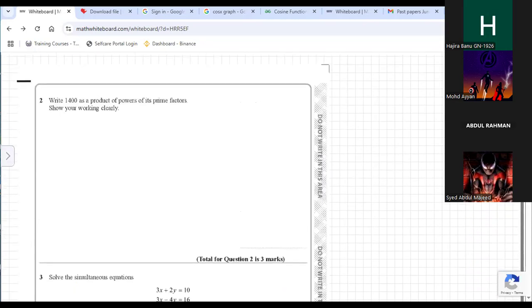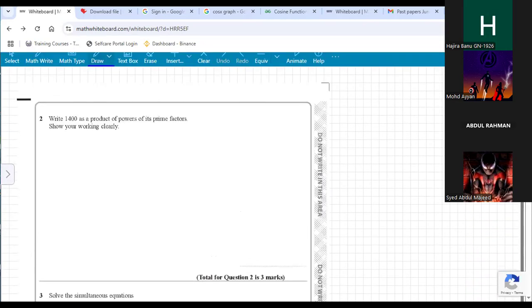Now the next question. Write 1400 as a product of powers of its prime factors. So it's very simple. You can use a factor tree diagram, or you can use division prime factorization. I'll start with 2 because the last digit is 0. Here your divisibility rules help you a lot. I hope all of you know divisibility rules. When the last digit is 0, 2, 4, 6, 8, it's divisible by 2. This is the divisibility rule of 2.